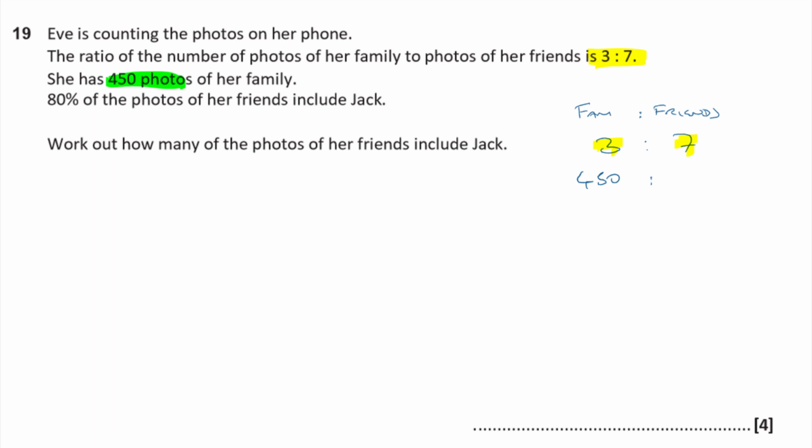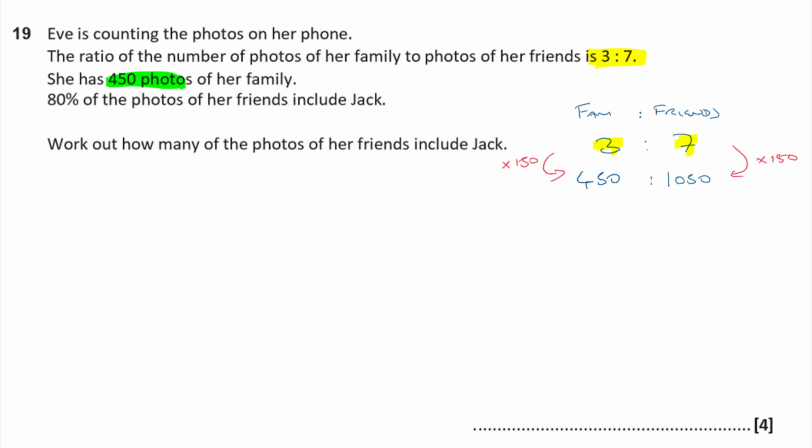Well, if I wanted to scale up the ratio of 3 to 7 up to 450, I would have multiplied that up by 150, wouldn't I? 150 times 3 is 450. So I've increased that by a factor of 150. If you can do that maths in your head, you just do 450 divided by 3, it'll give you 150. Now, doing the same thing to the other side, timesing that by 150, that's going to tell me how many photos I've got of my friends. So 7 times 150, that comes to 1050.